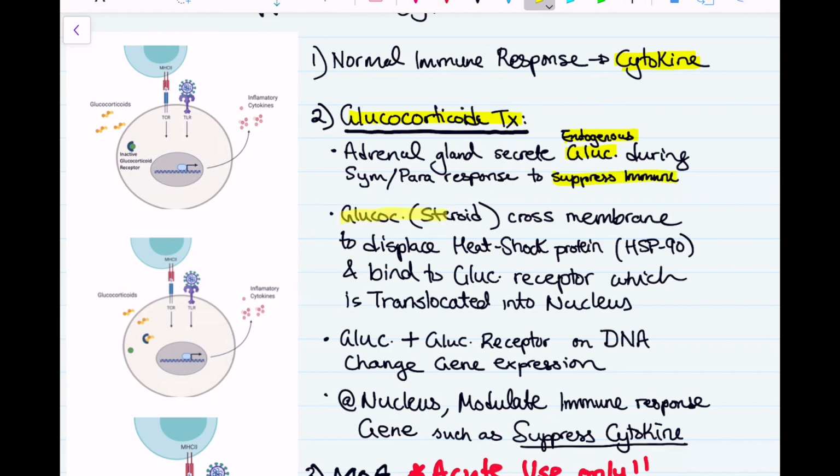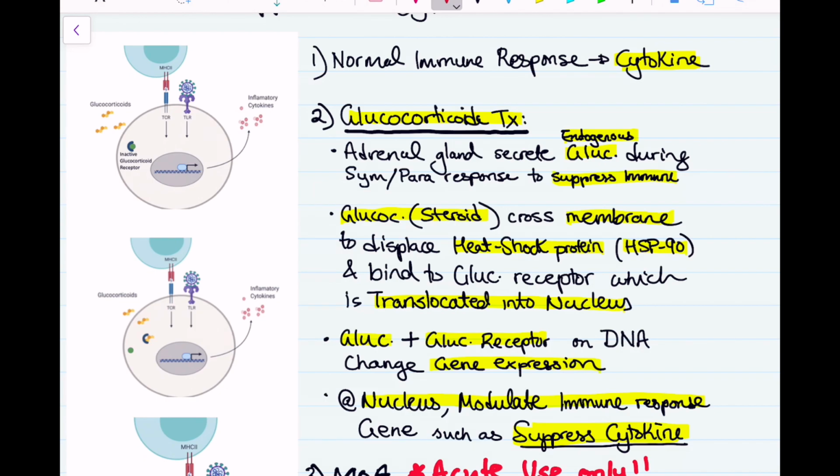Now, when we give the steroid or glucocorticoid, it crosses the membrane to displace a heat shock protein called HSP90. The glucocorticoid binds to the glucocorticoid receptor and is translocated into the nucleus. Once we have the glucocorticoid on the glucocorticoid receptor on the DNA, that will change the gene expression. Changing the gene expression in the nucleus will basically inhibit the immune response, and we do not get any cytokines. So that's what we will show right here.